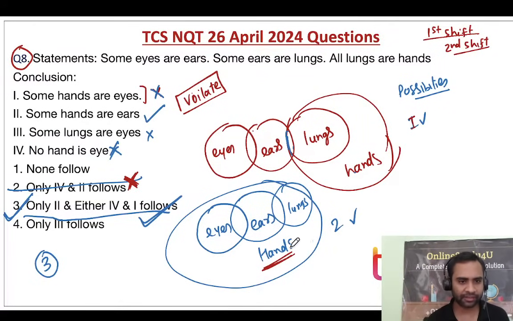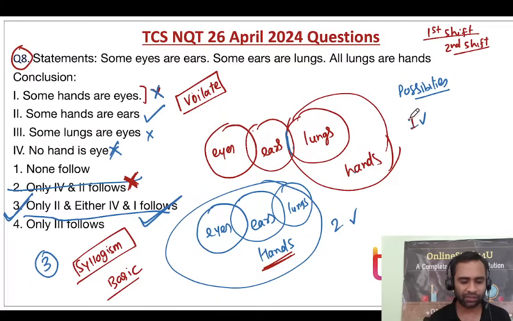So fourth is not correct. Please understand syllogism basics. Otherwise, you will make mistakes in the exam also. For many people, the basics itself are not clear. See, you need to understand that this is also a possible diagram.